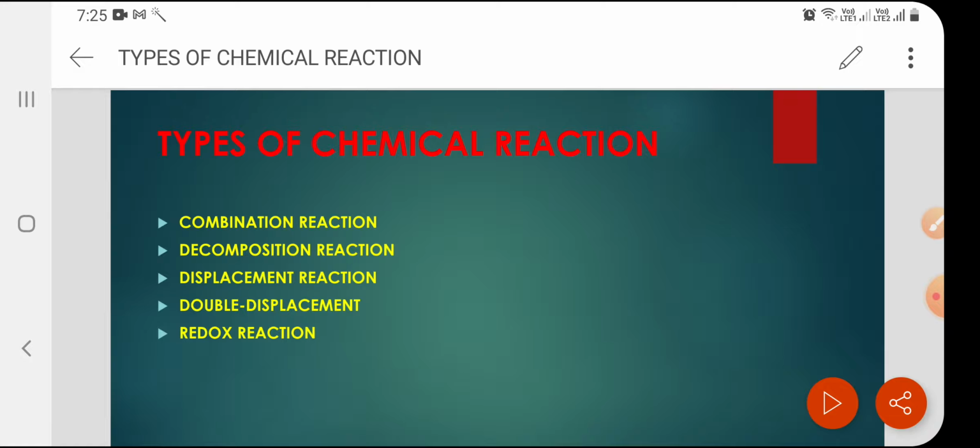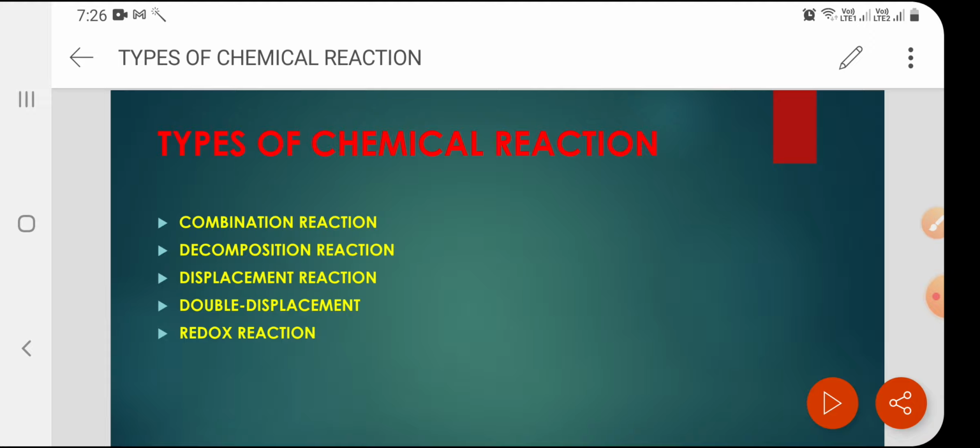One is a combination reaction, second is a decomposition reaction, third is displacement reaction, fourth is double displacement reaction, and fifth is redox reaction. So combination reaction we already discussed in the last video. In today's class we are going to discuss two other reactions. One is a decomposition reaction and then displacement reaction.